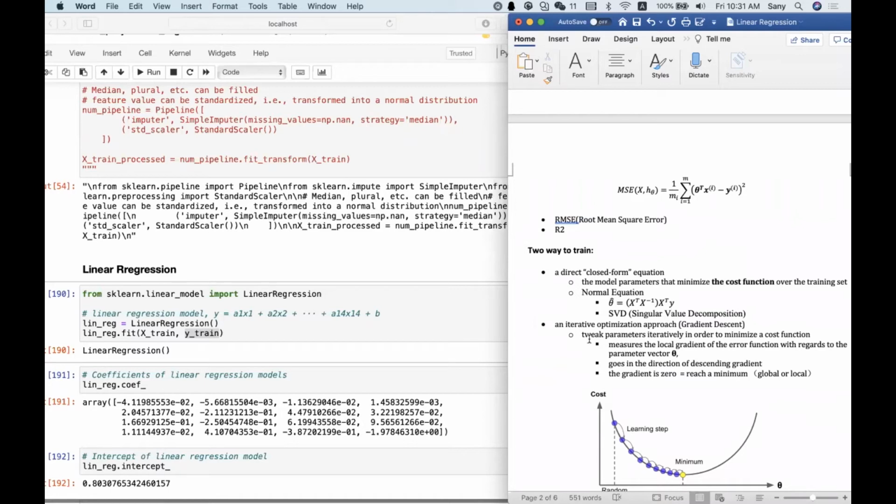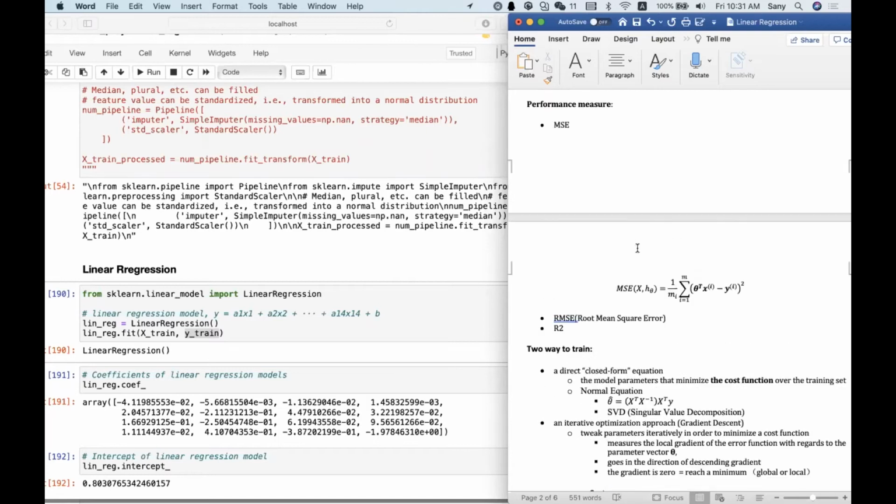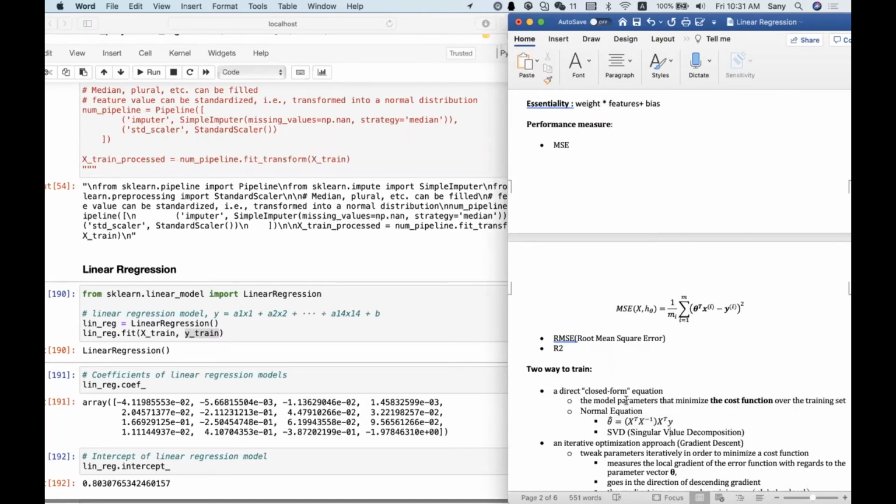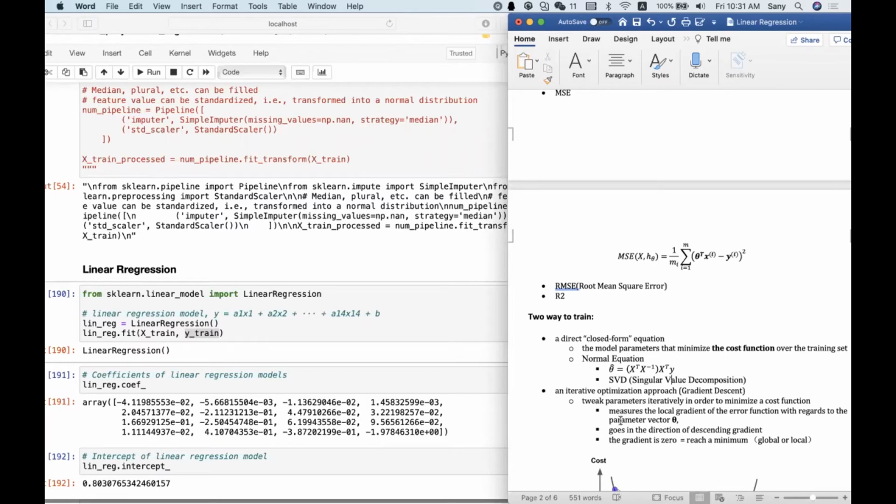And the second way for linear regression is the iterative optimization approach. The common way for that is gradient descent, because sometimes you cannot directly get the result. The result is the value of the weights or the value of the bias. So sometimes it's not directly enough, so we will seek another way.